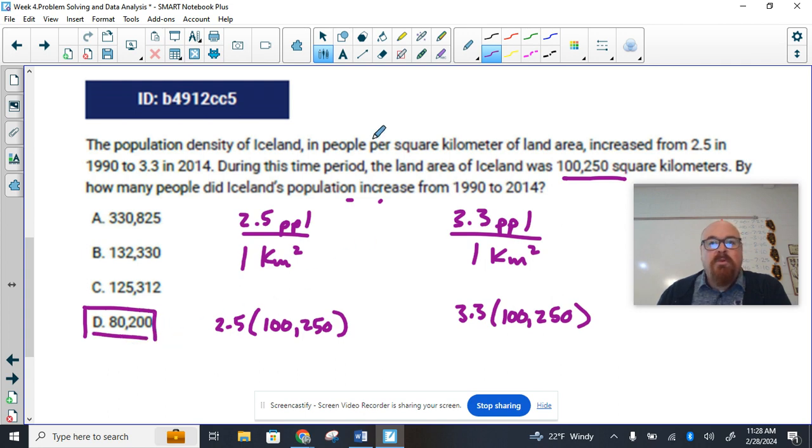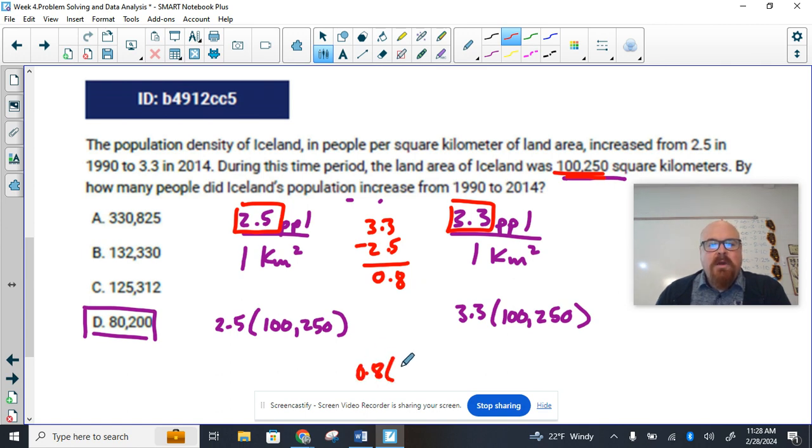Now, I said we were going to take two approaches. The other approach is because the land mass, the land area here did not change, we can find the difference in rate, which if we do 3.3 minus 2.5, we get 0.8. So since the rate increased 0.8 people per square kilometer, we could just take that number and multiply it by 100,250. And if you did that, you would get this.